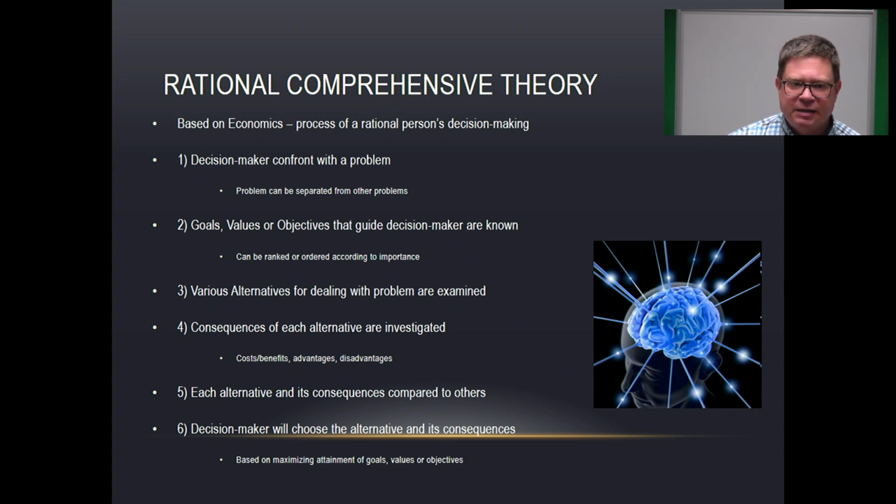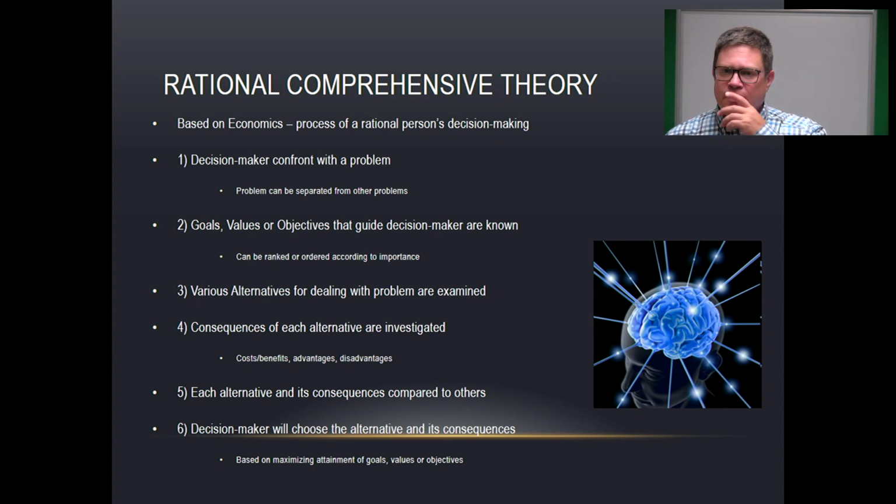So the 6 steps that we have here: first of all, I'm confronted with a problem, right? And think of this as the problem being able to be separated from all other problems. Just to give you an illustration of this, sometimes we talk about obesity in urban areas among poor people. Now, it's very difficult to separate that obesity from the idea of what we call food deserts, right? In that there are not a lot of places to get fresh fruits and vegetables and high quality food that's healthy for you within cities.